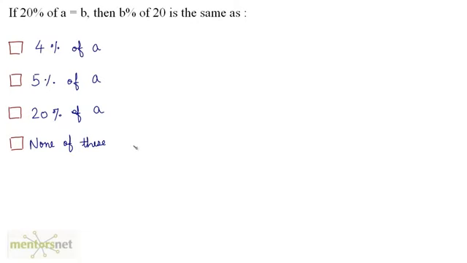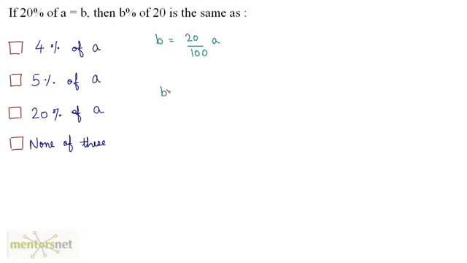If 20% of A is equal to B, then B% of 20 is the same as... So we have been given 20% of A is equal to B. So I can write B is equals to 20 upon 100 times A. Right. Now we have been asked B% of 20 is the same as.